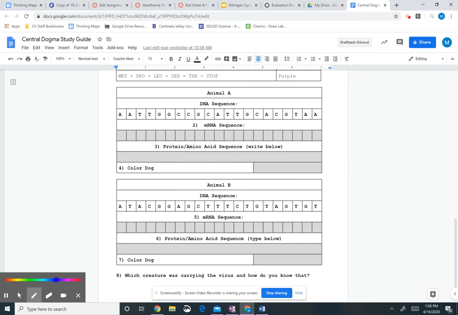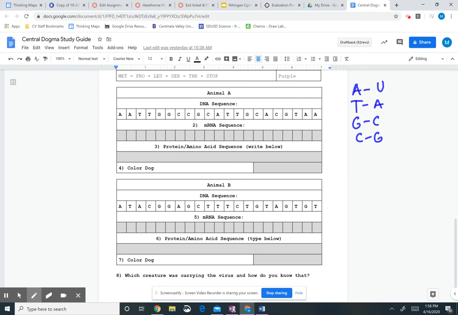Okay, so the next part is to look at all of these different sequences, and we're going to talk about going from DNA to mRNA. So first, again, I'm going to emphasize the pairing rules. A always goes with U, T goes with A, G goes with C, and C goes with G. So that is pretty much your base pairing rules.